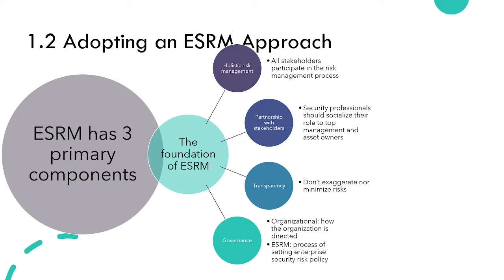And the governance. So there's organizational governance that we need to understand. There's ESRM governance. Organizational governance is how the organization is directed and how decisions are taken. And ESRM governance is how the program is being run and how it's managed. It's important to understand those before we go into developing an ESRM program. Now, out of the governance, you will get policies, standards, guidelines, and procedures. These are things that will help us implement an ESRM.